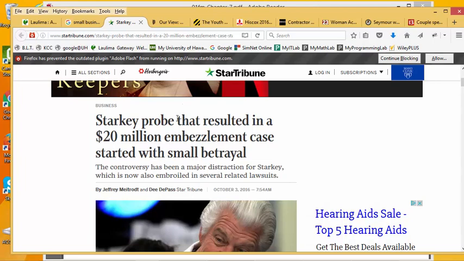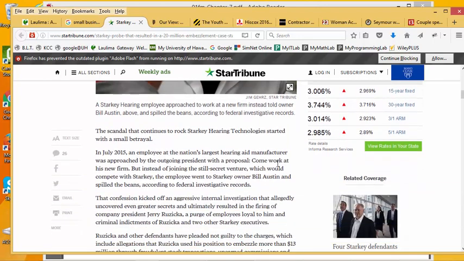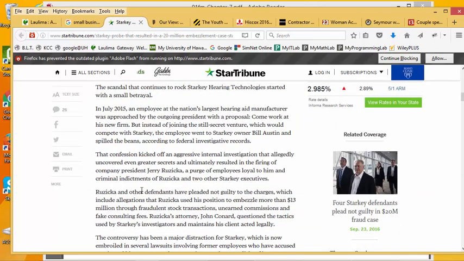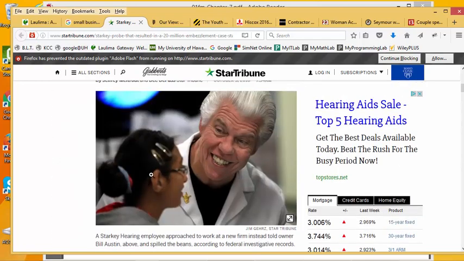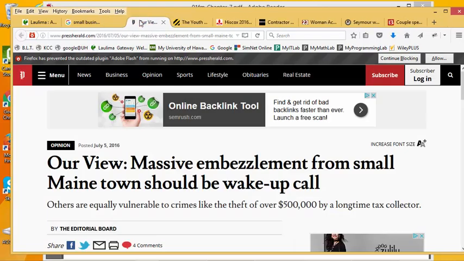Here's one. It says Starkey. Hey, wow, $20 million embezzlement. This guy was a president, and that one's no good. He's the president, and it doesn't look very small when we're talking about 20 million. Okay, scratch that one.